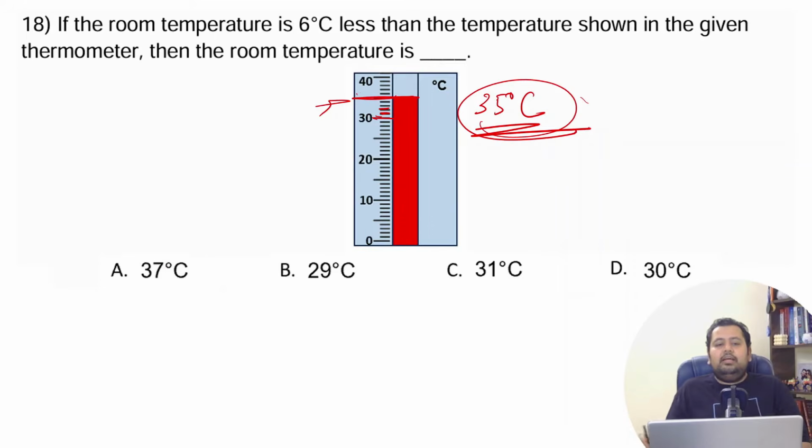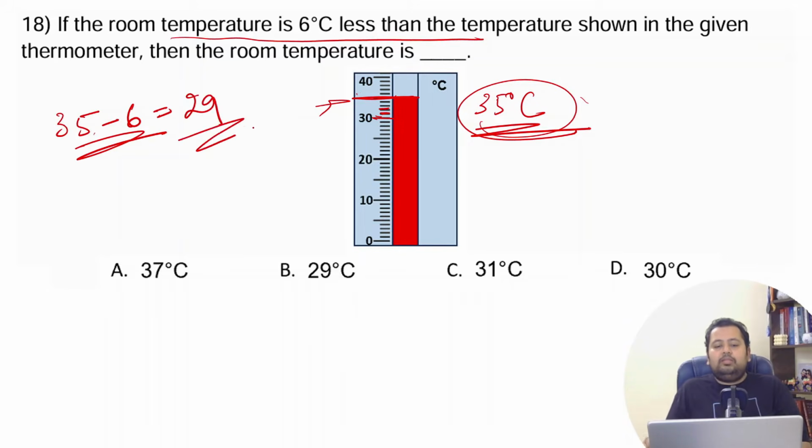So 35 degrees centigrade. The room temperature is 6 degrees less, so it is 35 minus 6. What is 35 minus 6? It is 29. So option number B is the correct answer.